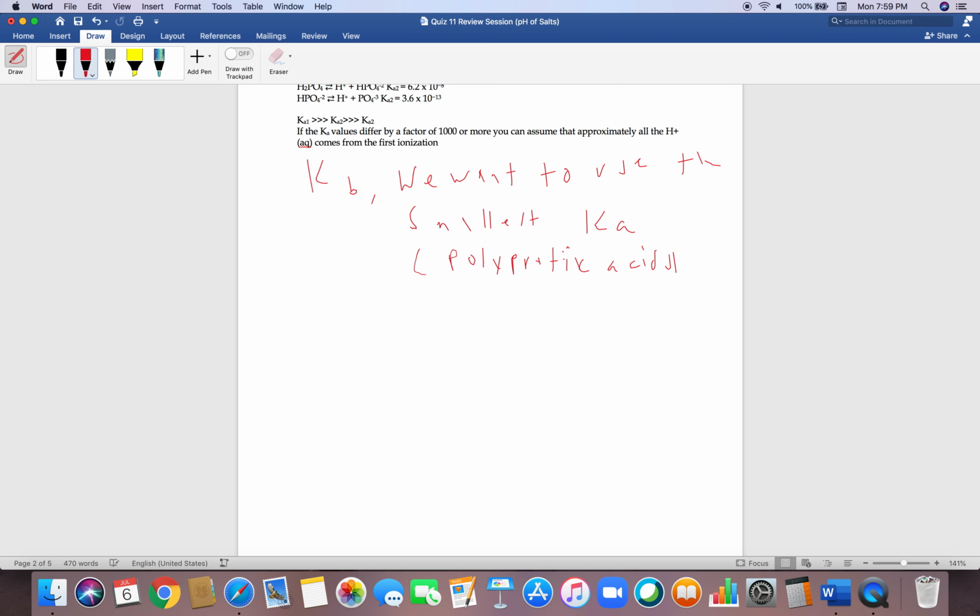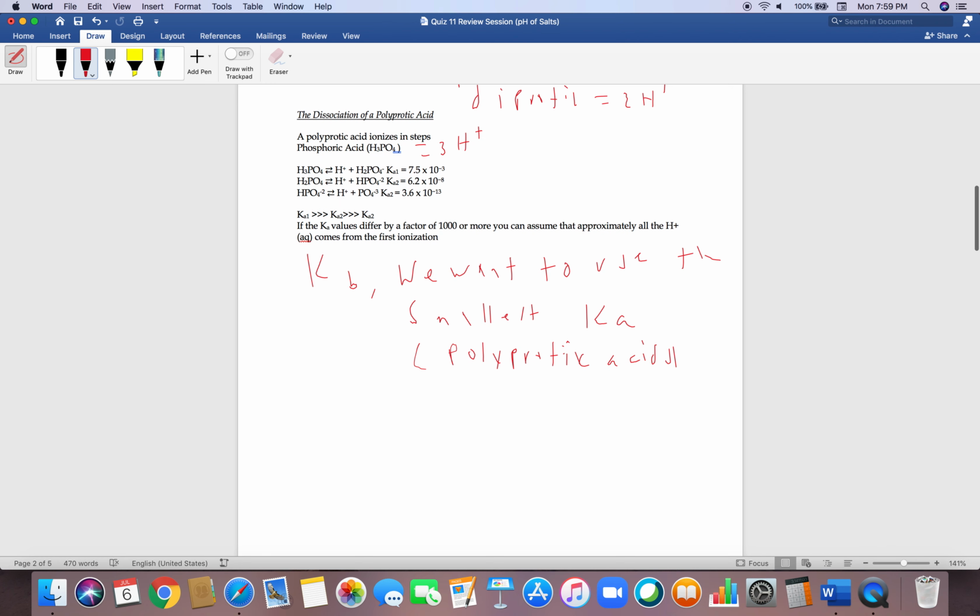And it would be the opposite for the Ka. So if you wanted to calculate the Ka, you want to use the smallest Kb. So if I wanted to calculate the Kb of phosphoric acid, I would use the smallest Ka. And in this case, it would be this one here, the 10 to the negative 13th. So that's an important thing to note here.